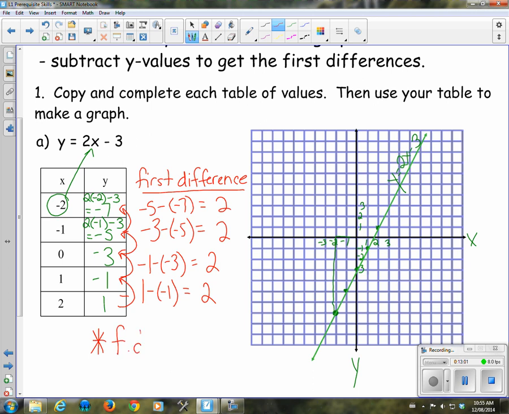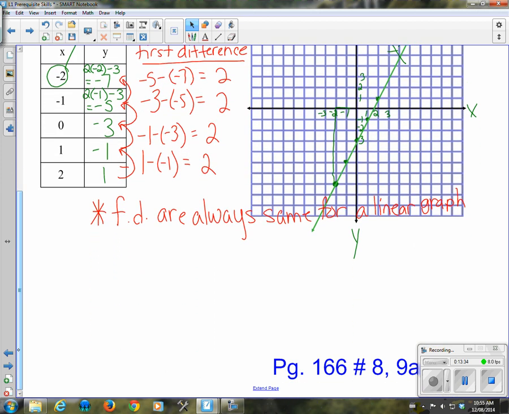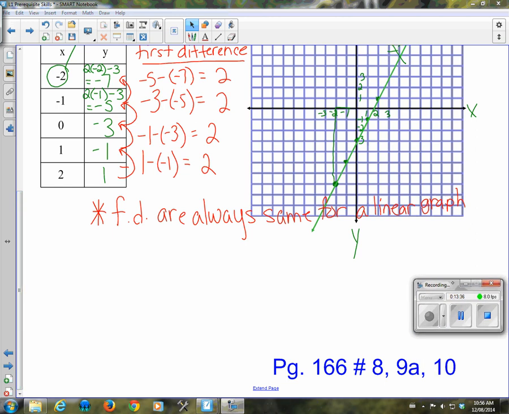The first differences are always the same for a straight line graph, and a straight line graph we call a linear graph. So anytime your points line up and make a straight line, the first differences, the numbers you get when you subtract your y values starting at the bottom of the table, will always be the same. So if you want to stop now and work on page 166, 8, 9a, and 10, you can do that.